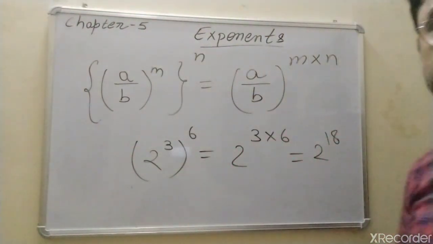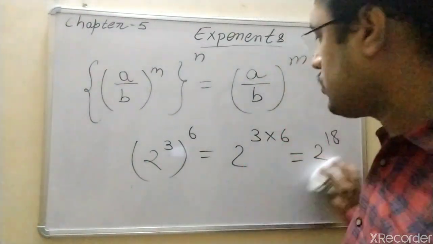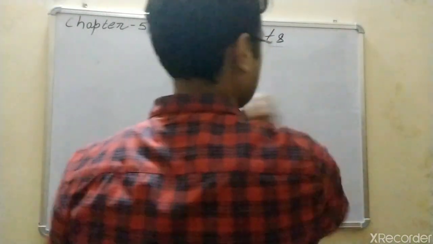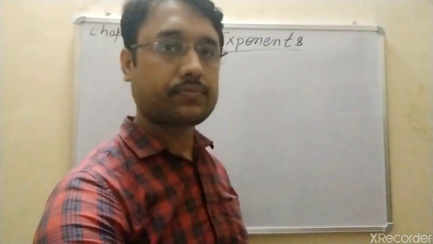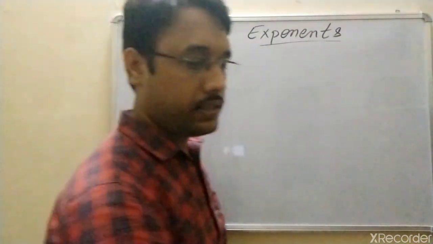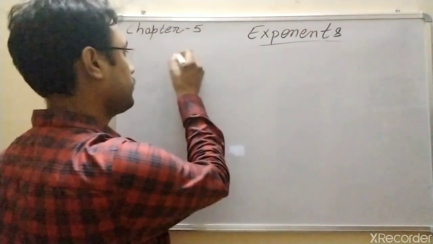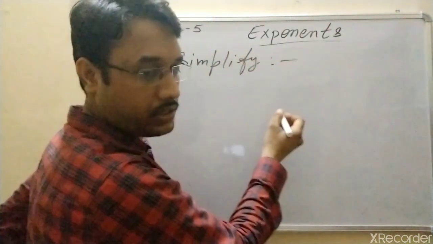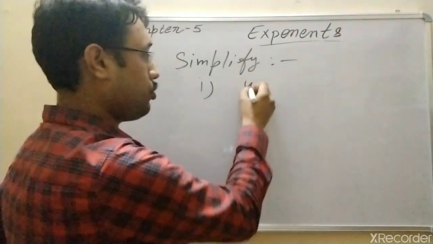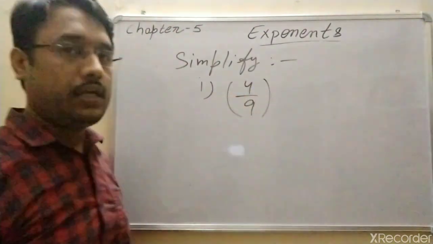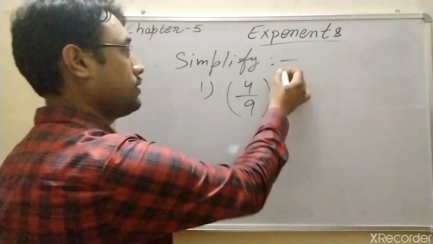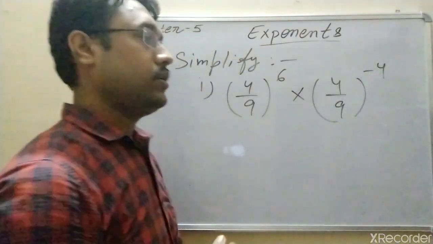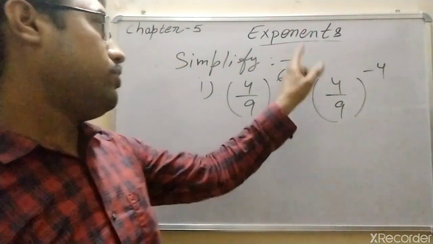Now see some simplification questions here. The question is given, simplify: 4 by 9 to the power 6 into 4 by 9 to the power minus 4.